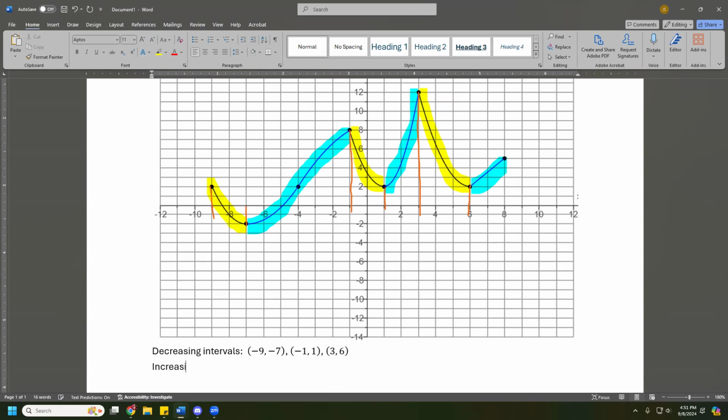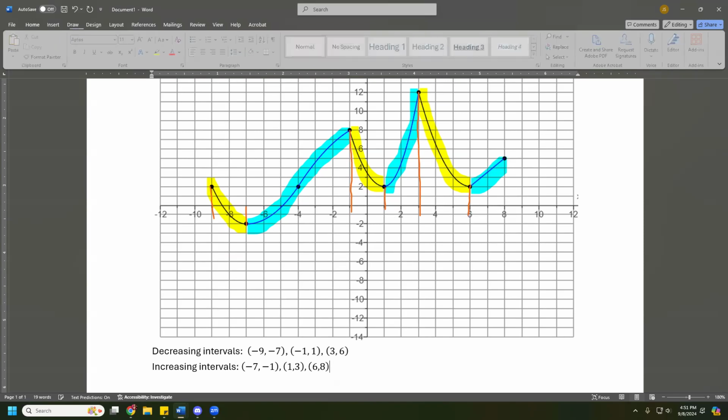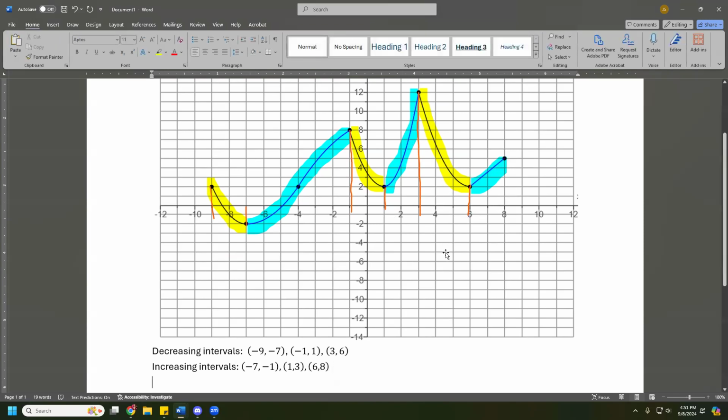Okay, so now for my increasing intervals, it works much the same way, except now I'm going to list all of the parts that are blue. So first up, it goes from -7 all the way up to -1. That describes this first part over here. Next up, I have from 1 to 3. And finally, I now need from 6 to 8. And that's it. That's how you find the intervals where a function is increasing or decreasing from a graph.